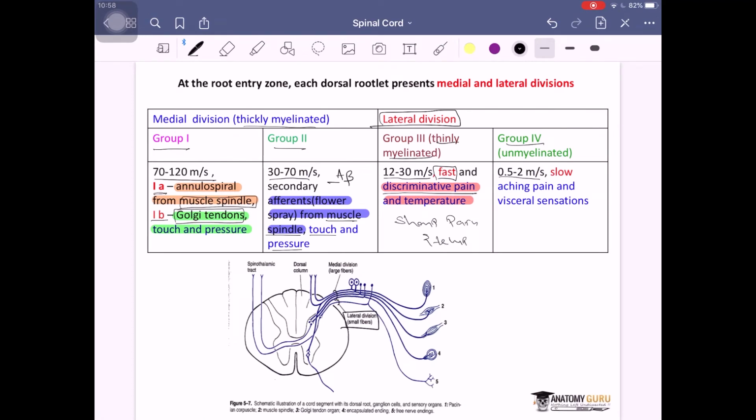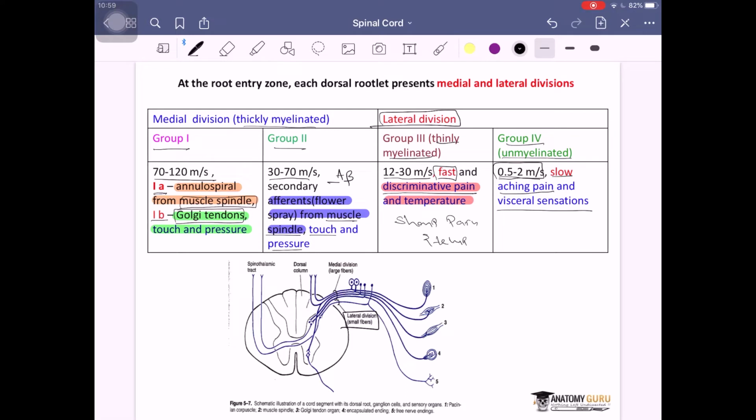Finally, you have the group 4 fiber of the lateral division. These are totally unmyelinated, no lipid coating at all. They are the slow fibers. You can see the speed is 0.5 to 2 meters per second. So these carry aching pain, the dull pain. And this is the visceral sensation, like when your bladder is full, that time you want to pass urine and it is giving some kind of sensation that is also associated with pain. That kind of pain, you can bear it.